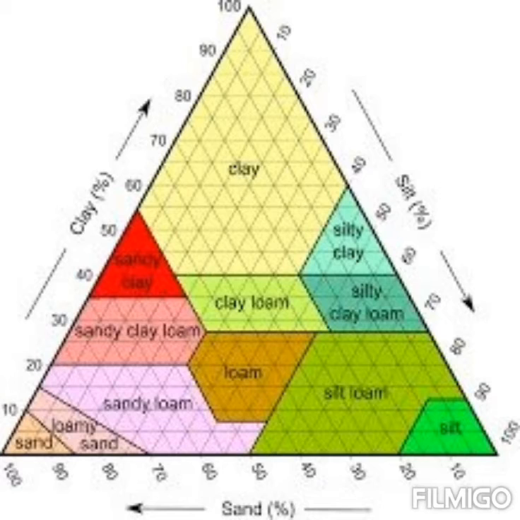Clay is the smallest particle in the soil, measuring less than 0.002 mm in diameter, and can only be seen with powerful microscopes. The largest clay particle is 25 times smaller than the largest silt particle and 1,000 times smaller than the largest sand particle.